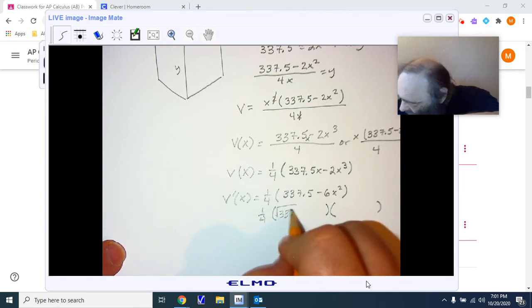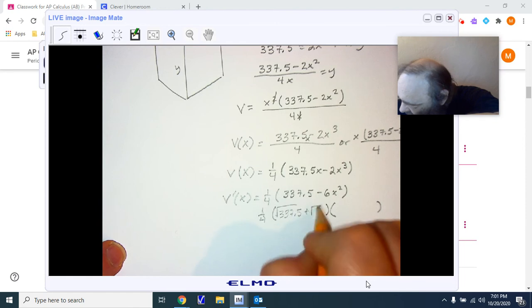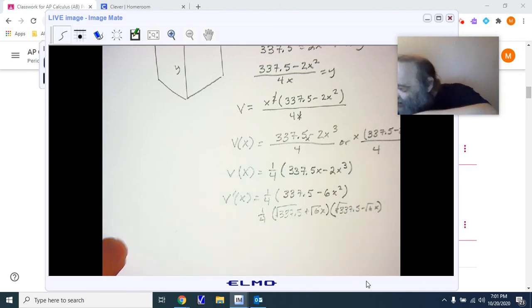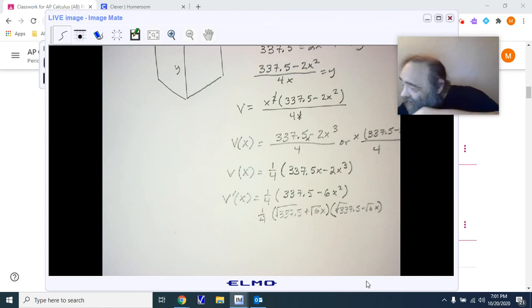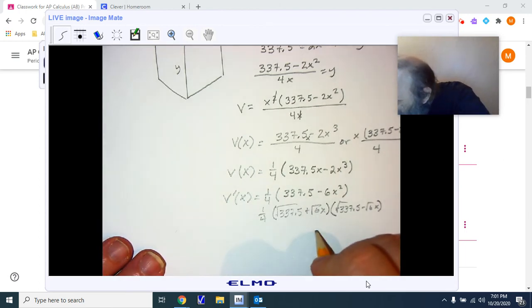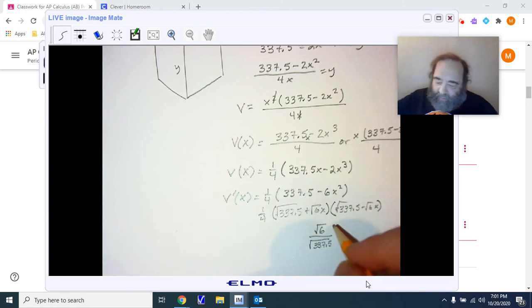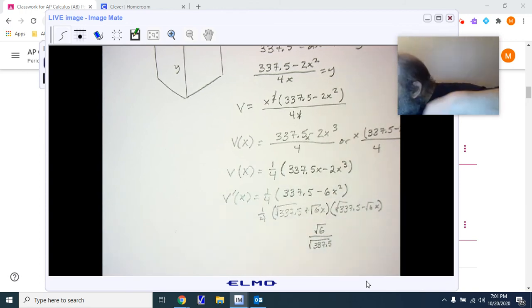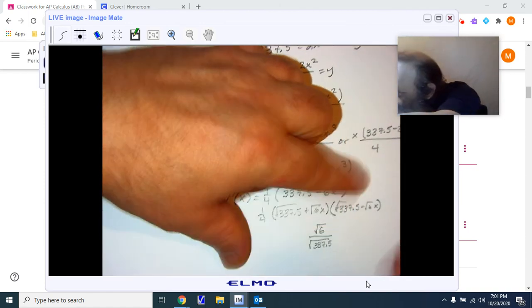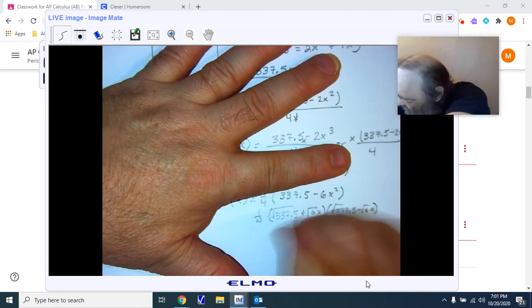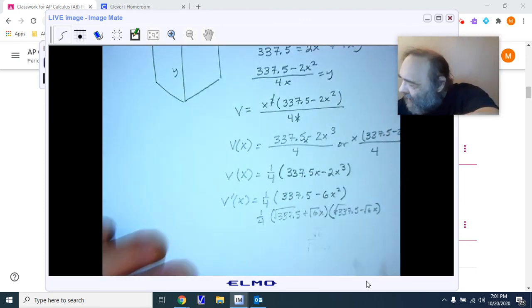Root 337.5 plus root 6x and root 337.5 minus root 6x. Now, once again, I'm looking for the positive yielded value. The positive value is the square root of 6 divided by the square root of 337.5. Make sure I've got that right. Oh, I have that upside down. Excuse me. There you go. Isn't that a fun one? Try that again. Make sure we flip it right side up.